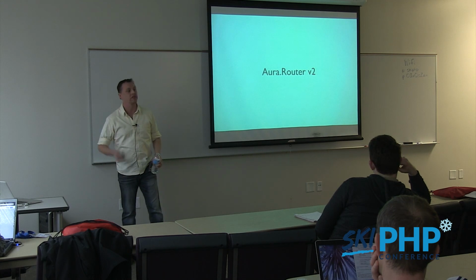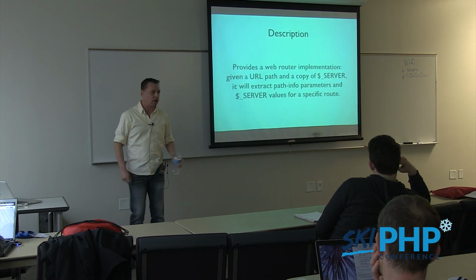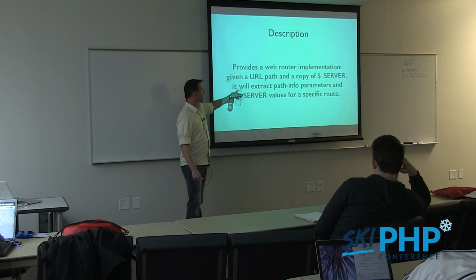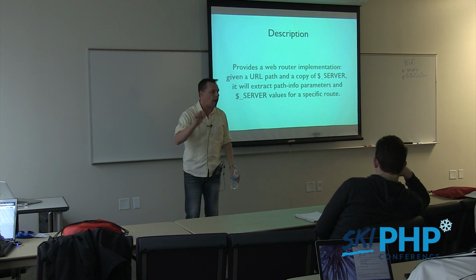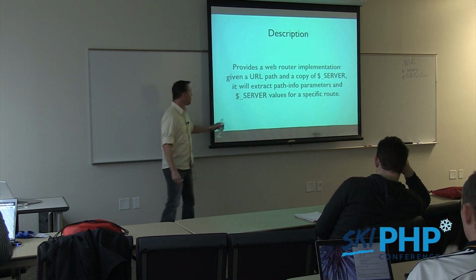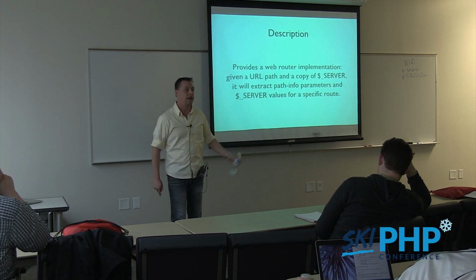So we're going to talk about ORRouter, the second version, the beta version that just got released a couple weeks ago. The description on this, and I want you to pay careful attention here. All it does is it provides a web routing implementation. We give it a path. We give it a copy of $server because it doesn't access it by itself underneath. Extracts the path info, parameters, and some server values for a particular route, and that is all.